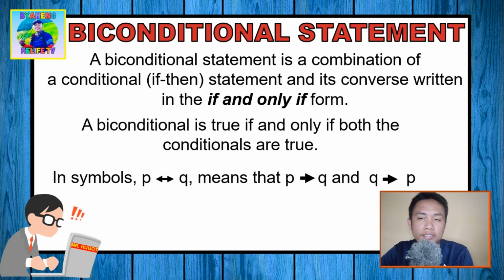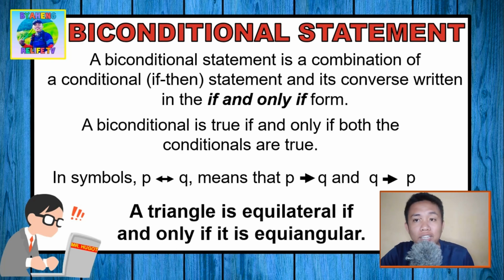Now, given our example kanina, ito po yung lalabas natin na if and only if na statement. So, a triangle is equilateral if and only if it is equiangular. So, ang triangle daw ay equilateral kung at kapag ito ay isang equiangular. So, yun ang ibig sabihin niya, guys. So, yun po yung if and only if.